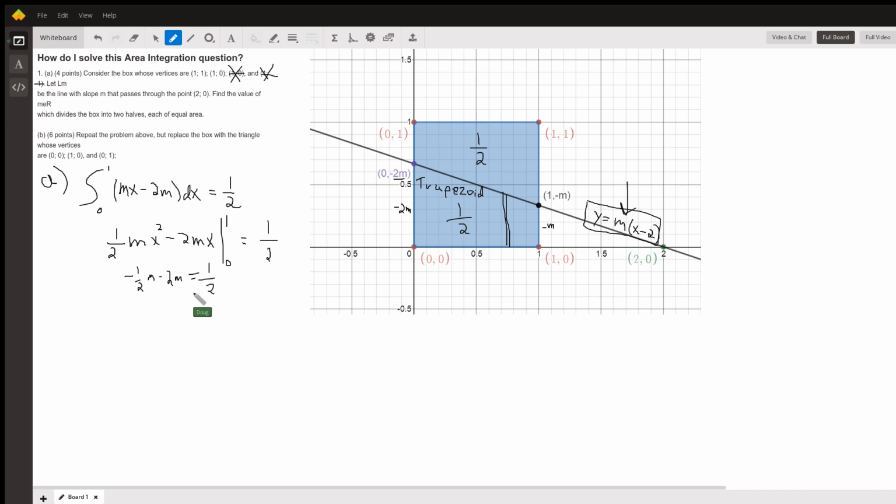And I think you can see if you solve this equation, you get -1/3 for m, which is actually what I have the slope defined as in this picture.